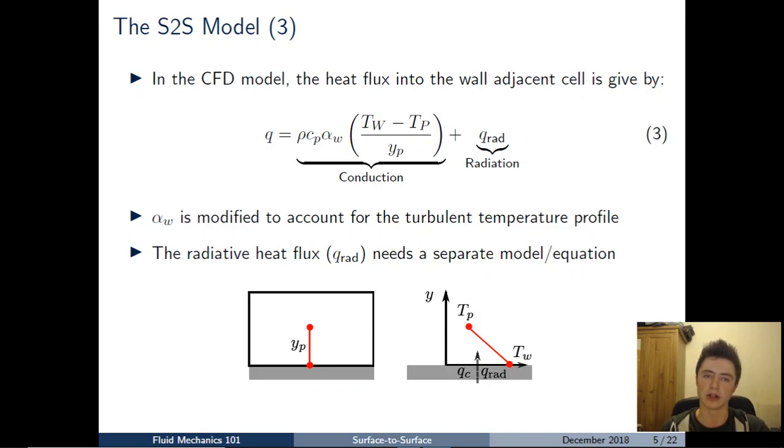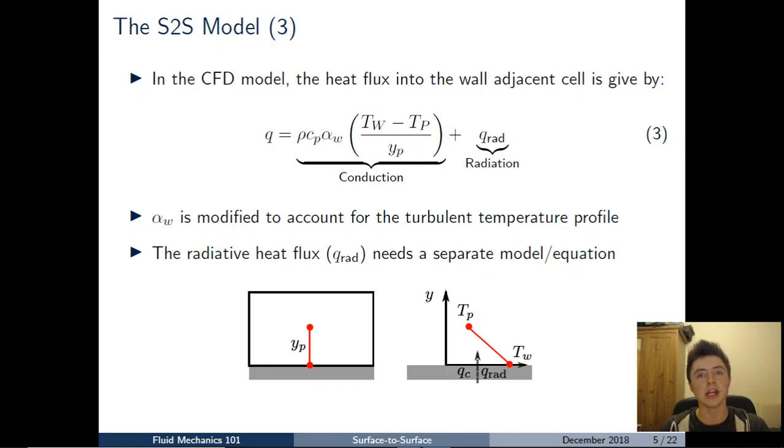And what we find is that the heat flux off the wall into the fluid volume is given by equation 3, and that says that the heat flux is given by the product of the density, specific heat capacity, and thermal diffusivity alpha, multiplied by the temperature difference, T sub W, minus the temperature at the cell centroid, Tp, divided by that distance from the wall. So what we're doing there is we're really using a form of Fourier's law with a linear temperature difference between that cell centroid and the wall.